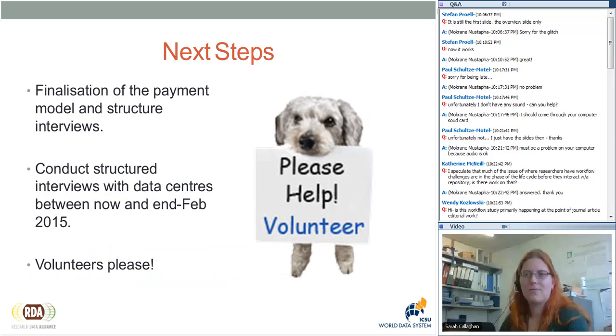Then that will lead, as we say, into our more detailed case studies and into our analysis and, in discussion with data centers and research funders, our conclusions and recommendations. So the next step is to finalize the payment model and the structure of the interviews. We intend to conduct those interviews in order to report on them, at least in a provisional way, by the time of the next Research Data Alliance plenary in March 2015.